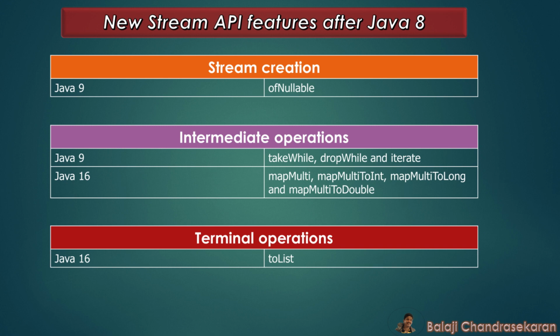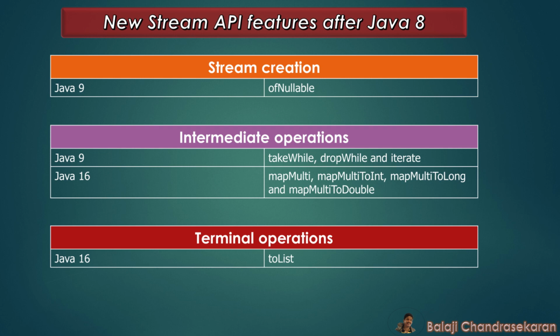As part of the Java Stream API intermediate operations, the following methods were included in the new Java releases. The takeWhile, dropWhile, and a new version of the iterate method were included as Stream intermediate operations as part of the Java 9 features. The mapMultiToInt, mapMultiToLong, and mapMultiToDouble methods were included as Stream intermediate operations as part of the Java 16 feature.